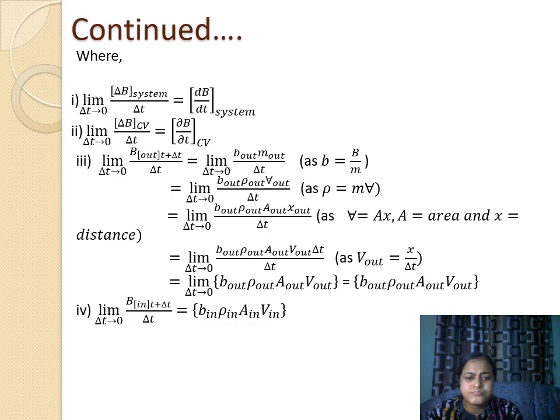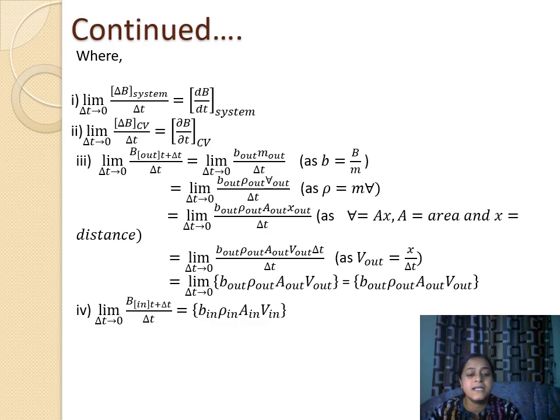And finally, we have V out equals x by delta t, and put the value in this equation. So the limit as delta t tends to 0 of b out, rho out, A out, V out into delta t divided by delta t. So delta t will cancel out, and finally we get the limit as delta t tends to 0 of B out, rho out, A out into V out equals b out, rho out, A out into V out.